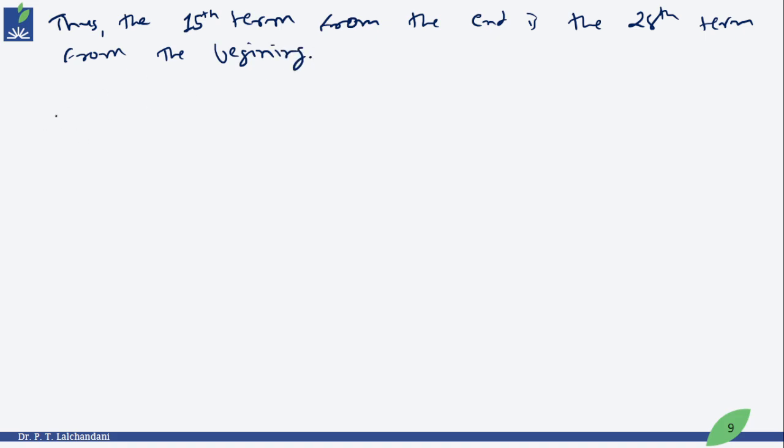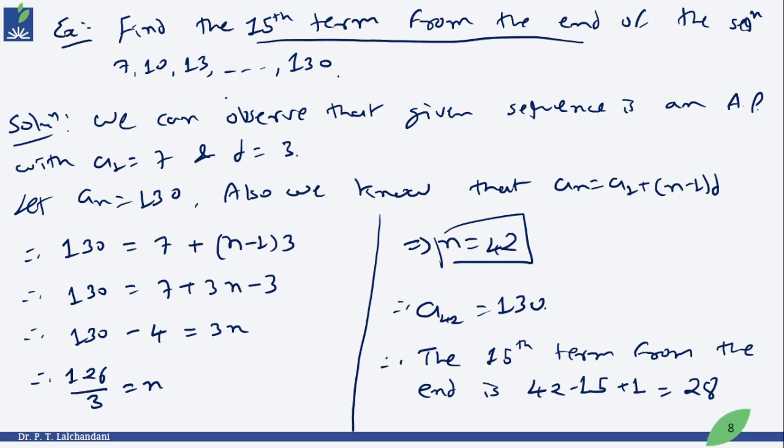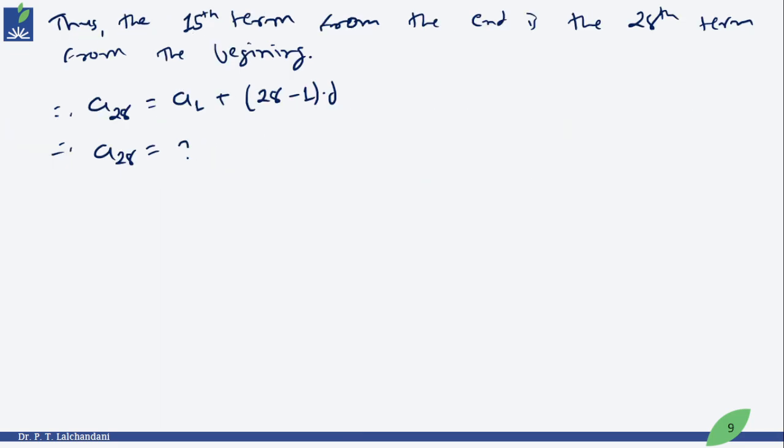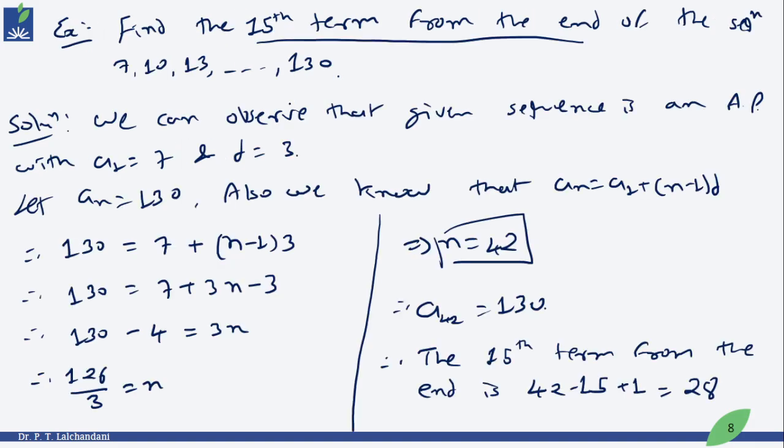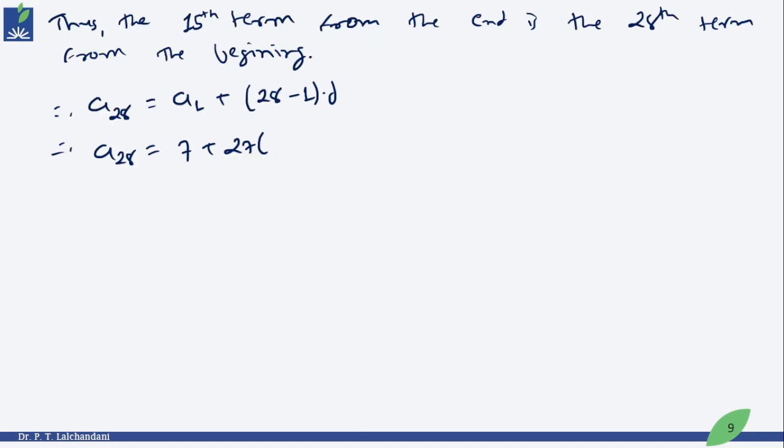Okay. So now you know the formula for A28. A28 is equal to A1 plus n, n is equal to 28 in this case, minus 1 into d. What is A28? That you have to find out. What is A1? A1 is equal to the first term, that is 7. So A28 is equal to 7 plus 27 into d. And what is d? d is equal to 3.